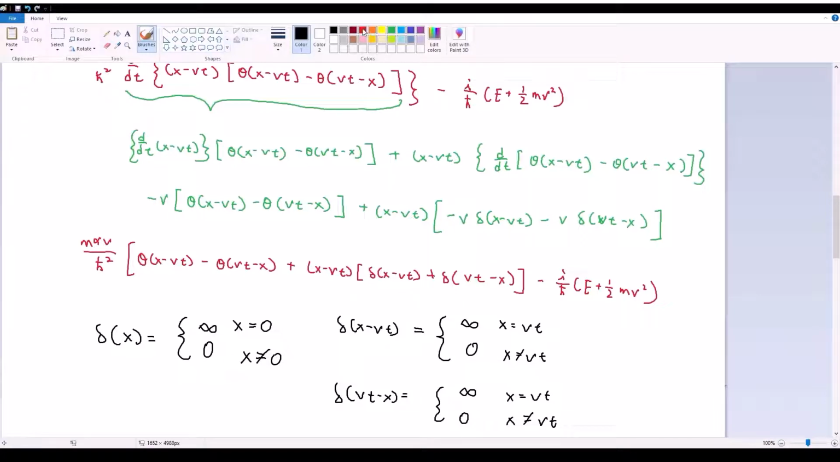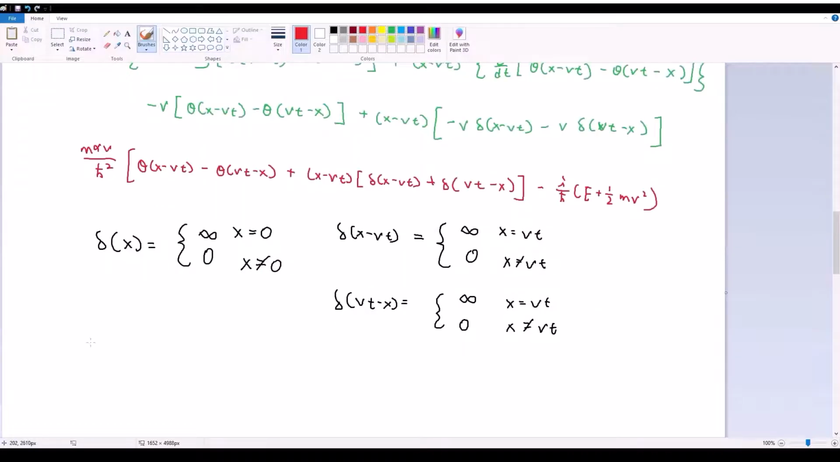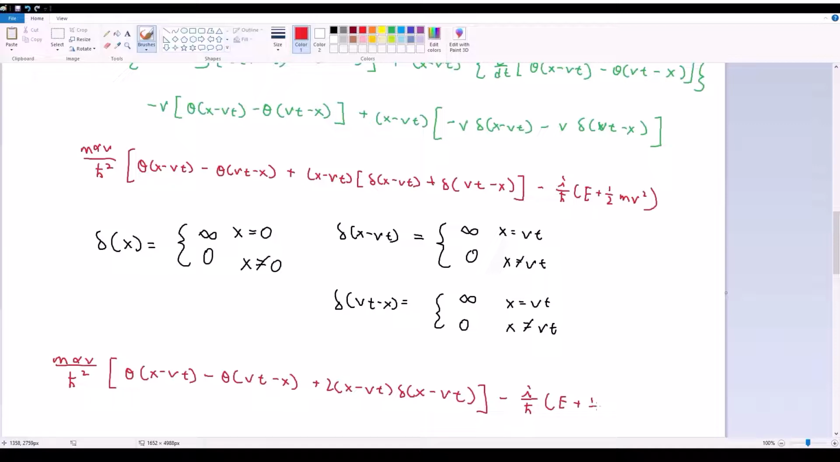We can rewrite them in the exact same way, in which case our expression becomes m alpha v over h bar squared times theta of x minus vt minus theta of vt minus x plus 2 times x minus vt times the Dirac delta of x minus vt. And then we're adding the negative i over h bar times e plus 1/2 mv squared at the back.